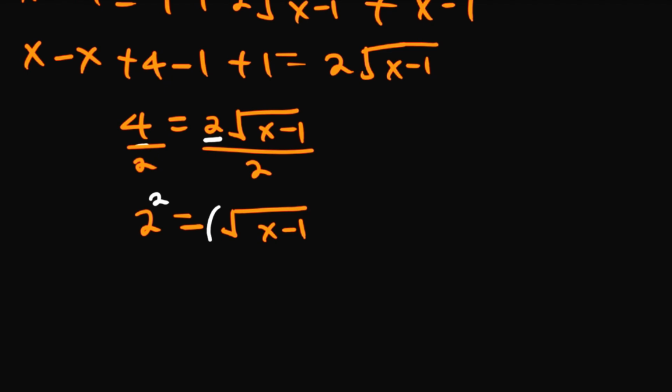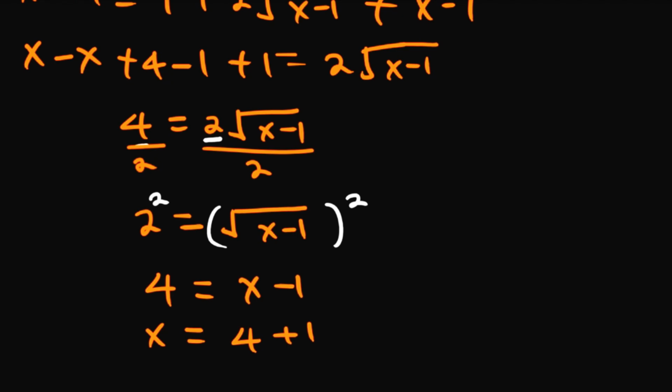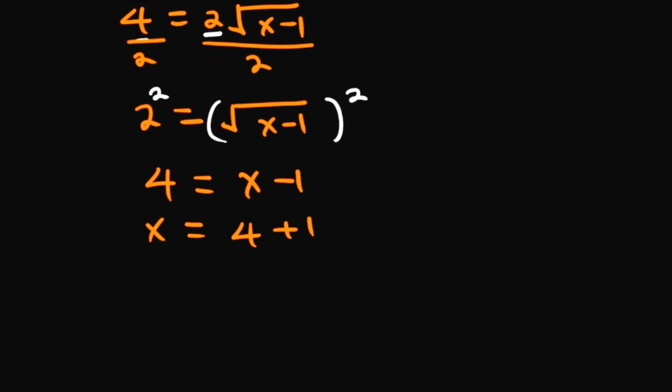So we have 2 squared is equal to that radical squared. So if we do that, we're going to have 4 is equal to, remember the square will cancel the root sign, so that we have x minus 1. If you collect like terms, we're going to have x is equal to 4 plus 1, meaning that x is equal to 5. So this is within our range. Remember, our restriction was between 1 and positive infinity, and 5 falls within that.